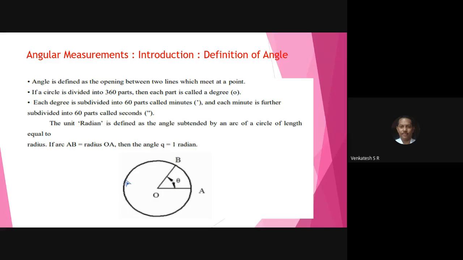Each degree is divided into 60 parts. That is minute. If you put a single dash, that is minute. And each minute is further divided into 60 seconds. If you put two dashes on the power, it is called second. Each minute is divided into 60 seconds.